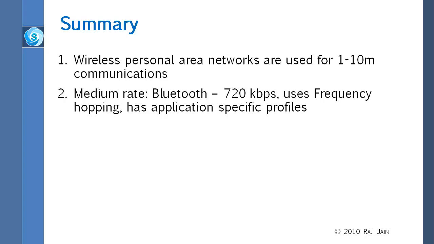The summary is that it is good for 1 to 10 meters, very low speed, and the data rate is 720 kilobits at the user level. 1 megabit is the nominal rate. It uses frequency hopping, and it has application-specific profiles. That means whatever application is done, there is a whole set of standardized profiles which says that if you are a headphone, you do this. If you are this, you do that. So those are the profiles. We didn't discuss each profile. But if you find a book on Bluetooth, of which there are many, they will have chapters on each of these profiles.